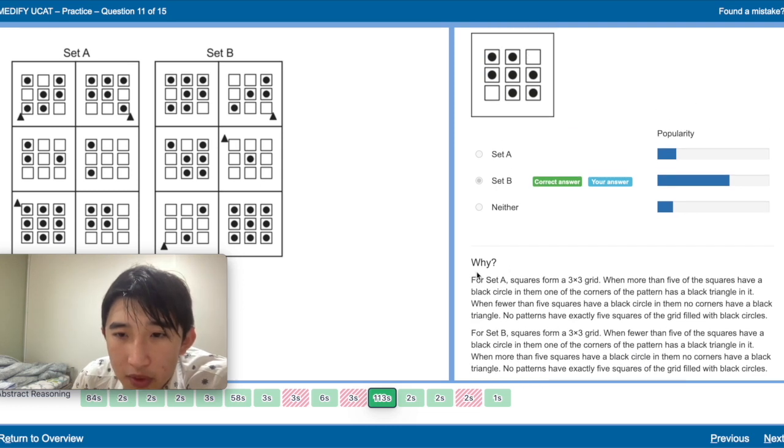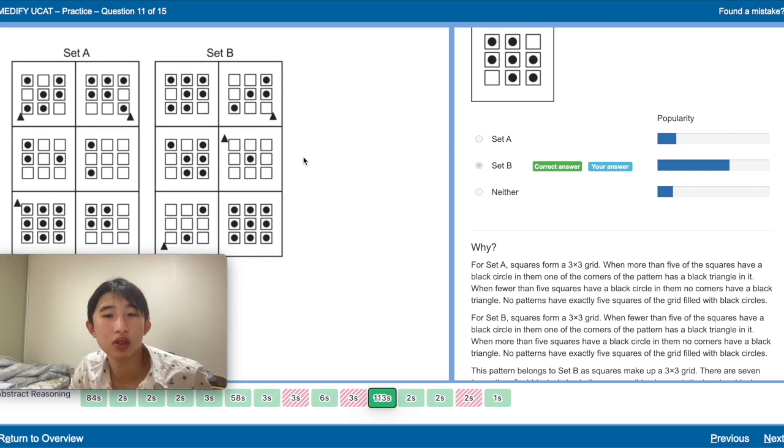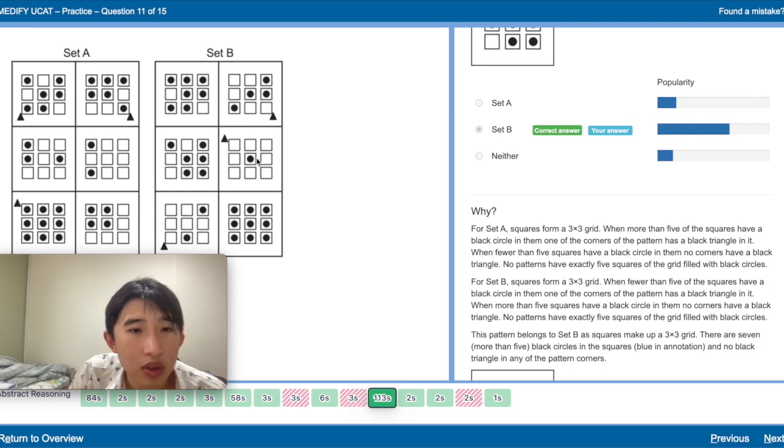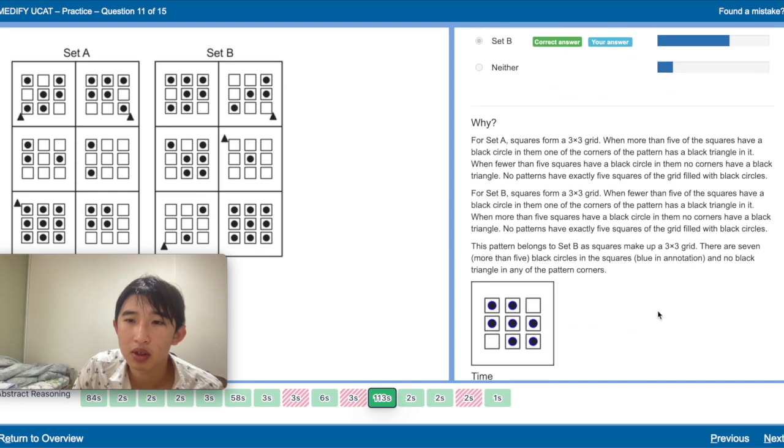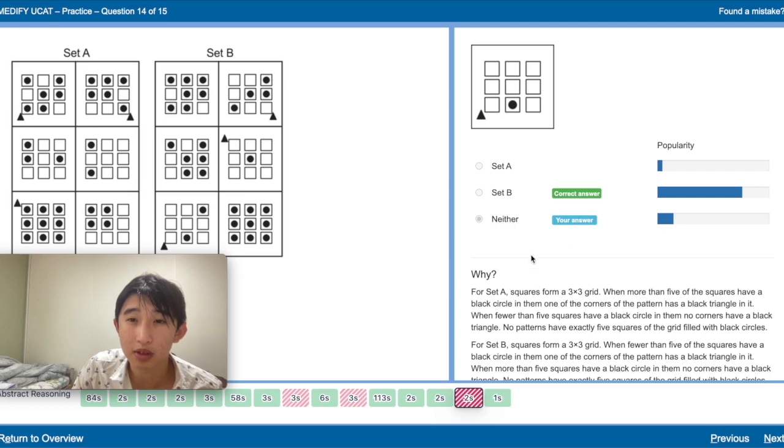For set A, squares form a 3x3 grid. Okay. When more than 5 of the squares have a black circle in them, one of the corners has a black triangle. When fewer than 5 squares have a black circle, no corners have a black triangle. Passages are 5 squares, grid filled with black circles. Okay, 6, 6, 9. Oh right. So it's set B 4. So that's the reverse. If it's more than 5, I guess. More than 5. Wow. I did guess most of it right though, which is good.